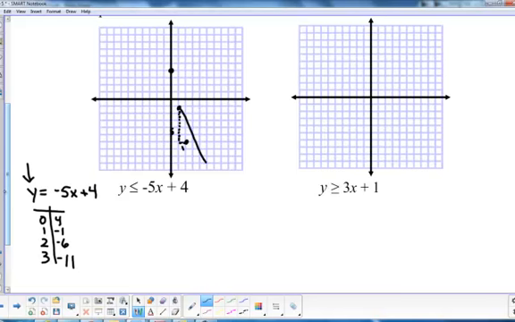Whoa. Hold on here. Let me connect my dots better than that. Or I'll attempt to. Oh my gosh. Okay, that's supposed to be a straight line. I wonder if I can undo that.